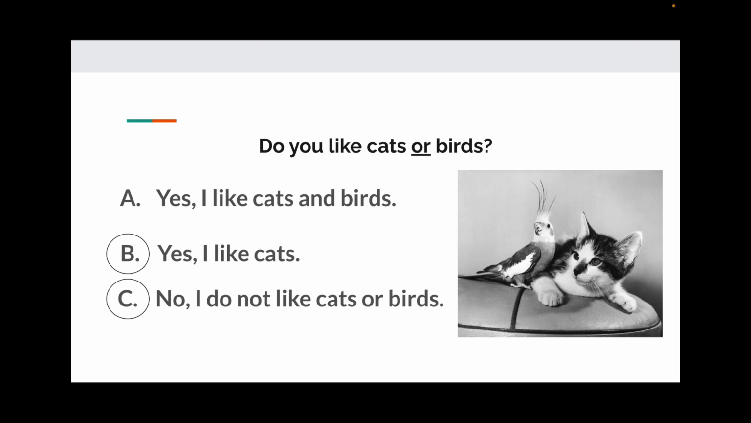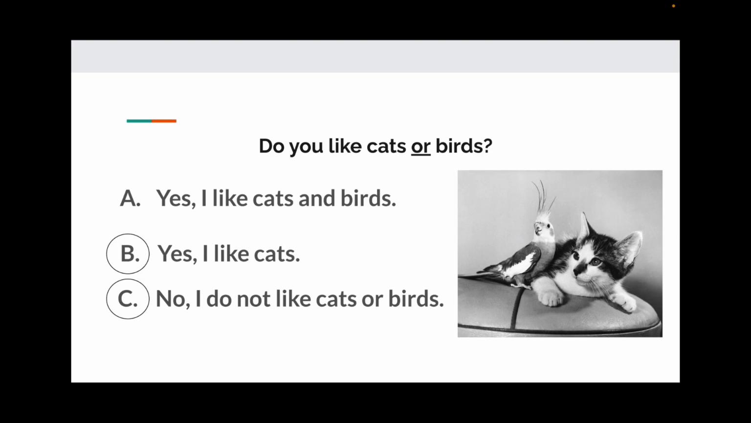If you wanted to still respond to this question with I like cats and birds, you can do so. However, you would not use yes. So, do you like cats or birds? I like cats and birds, without yes. Because in that case, you wouldn't be using yes to confirm what the person is saying. They are saying or, which means you have to confirm either cats or birds. And so I hope that this makes sense.